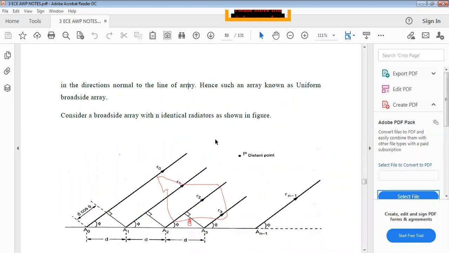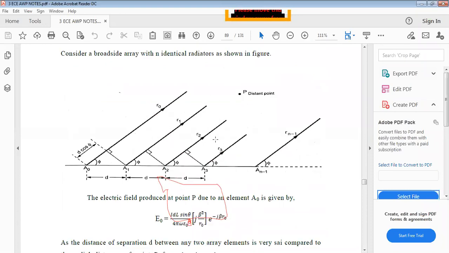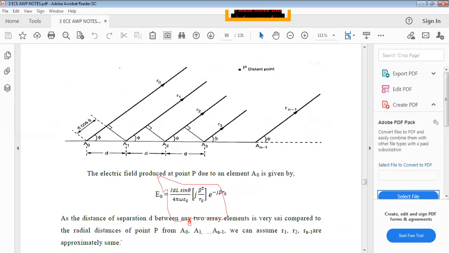You can see here a0, a1, a2, a3 up to a of n minus 1, and the distances are r0, r1, r2, r3 up to r of n minus 1. See here, P is at a distant point, very far away from the point sources. But for our convenience and analysis purposes, it is drawn like this, and the separation is always d cos phi. At the distant point P, the total phase difference due to the path difference is given as beta d cos phi. That is the field strength here.